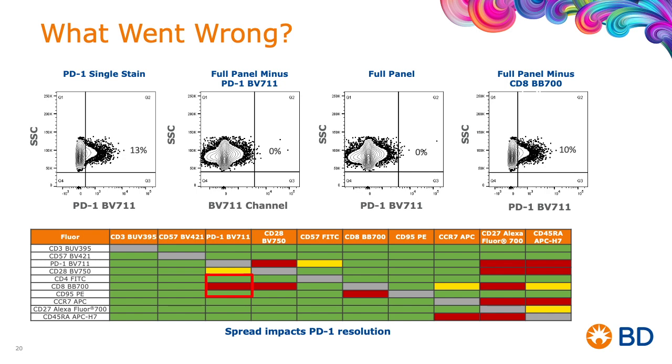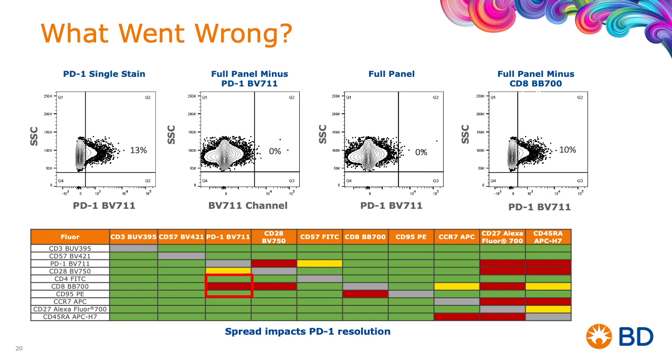So we chose BV711 first, and then we added all the other fluorochromes randomly. We didn't take into consideration that BV700 would have an impact on the resolution of PD-1. And to confirm that, if you now look at the fourth plot on the top, this is the full panel minus now CD8 BB700.